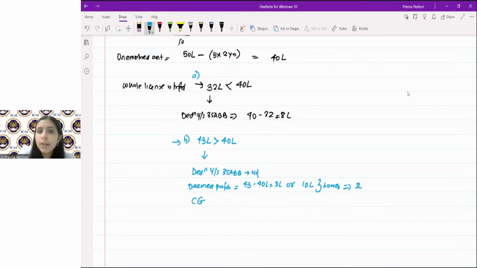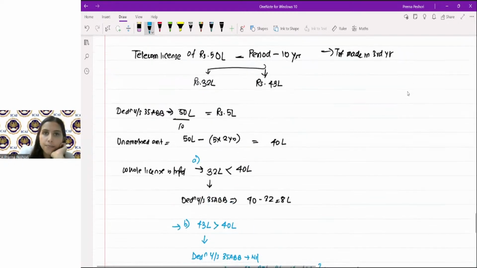And then there will be capital gain, which is going to be short-term capital gain. If it is transferred before the 3 years, then the capital gain is nil. Capital gain here is nil. Why? Because 43 minus 40 is 3 lakh. We have considered that here in the deemed profits only. Correct?